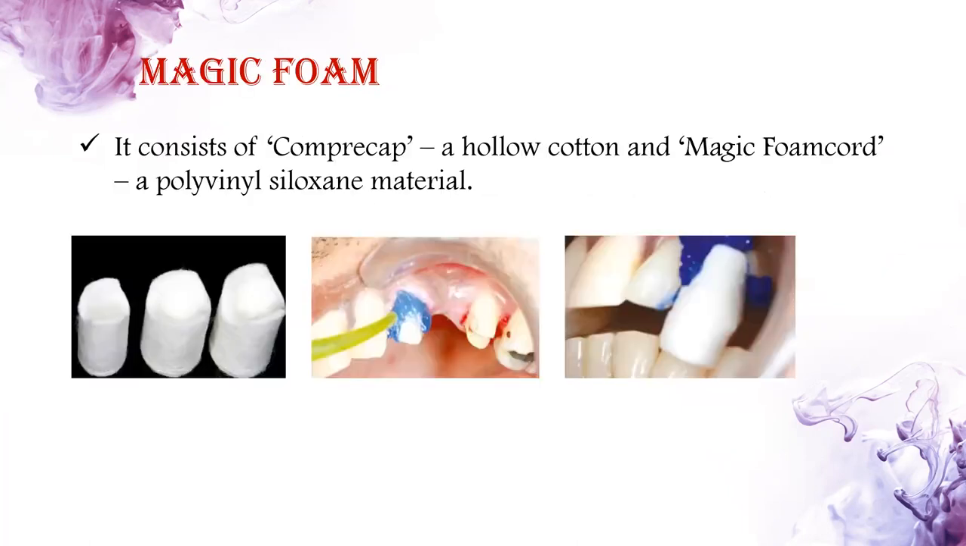Magic foam. It consists of Comprecap, a hollow cotton, and Magic Foam Cord, a polyvinyl siloxane material. Prior to impression making, a desired size of the Comprecap is selected. Magic foam is injected along the preparation and inside the Comprecap and is placed over the prepared tooth. The patient is instructed to gently bite to hold the Comprecap. After about 3 to 4 minutes, the Comprecap is removed along with the Magic Foam Cord.